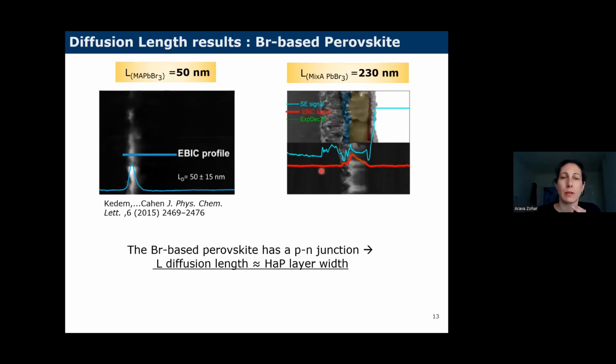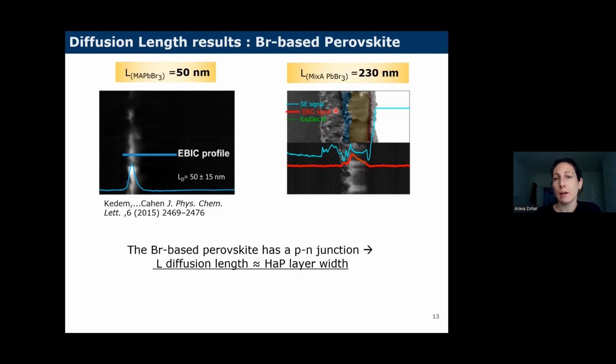The bromide is showing here 2 cases. One is for the methylammonium lead bromide, and one for the mixed cation lead bromide. Those are results published a while ago, and they show that the junction is very close to the TiO2. As I showed before, the bromide tends to be p-type because it's getting the work function from the gold, and the junction falls very close to the electron transport layer, and the diffusion length was found to be 50 nanometers.